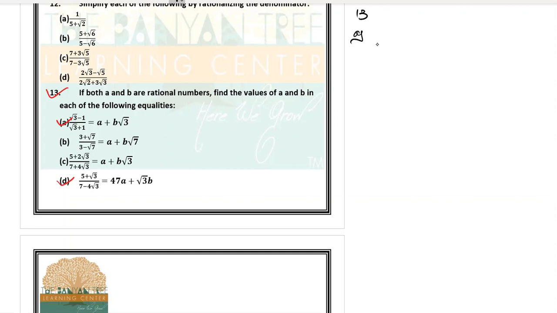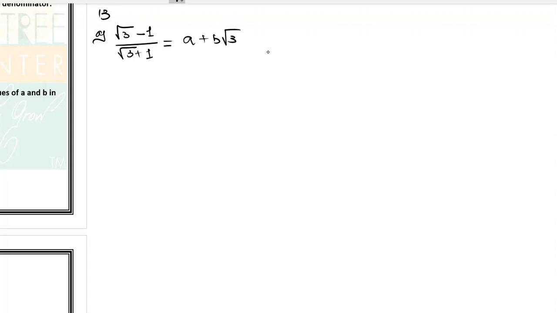Let's do the first one. Okay, let me make some space for myself. Root 3 minus 1 upon root 3 plus 1 is equal to a plus b root 3. You have to find the values of a and b in this particular question, right? So for finding the values of a and b, you have to simplify your left hand side, LHS.